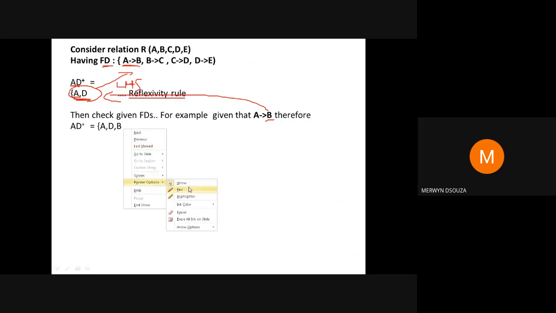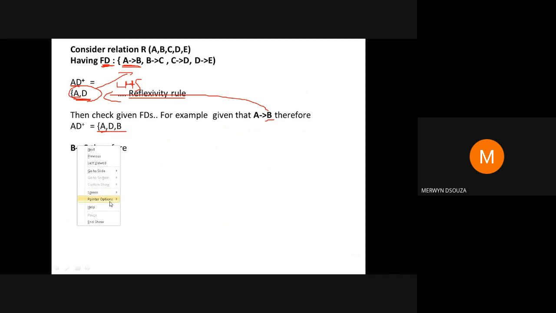Now check whether any of these attributes are present on the left hand side again of these functional dependencies. For A, we have already checked that A determines B. A is not there anywhere else in the functional dependencies. So you take the next functional dependency. Now you can take B determines C.